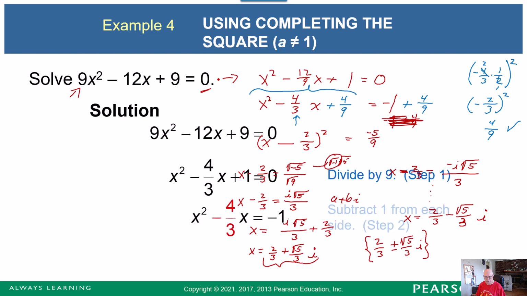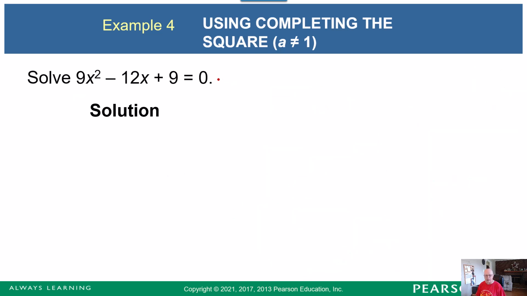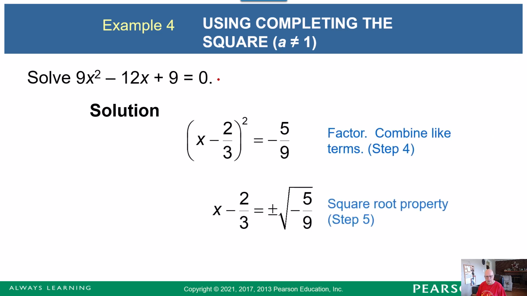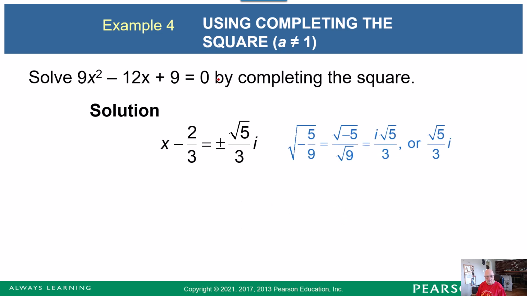Steps in a different fashion here. We're doing the same thing though. The cleaner version. That's after you factor. Square root property. And then the solution. Both of them.